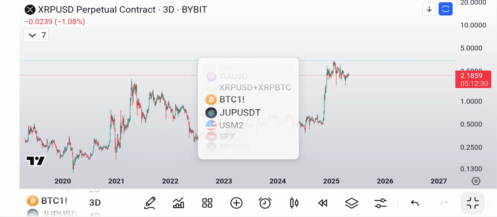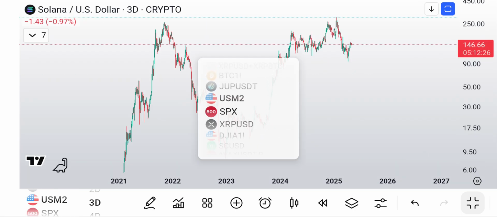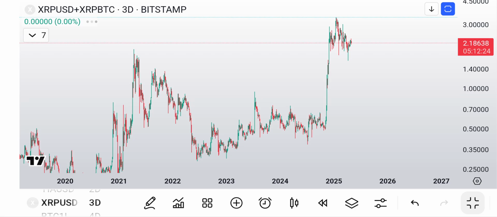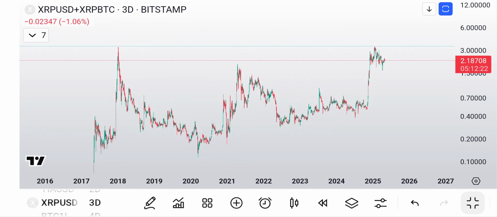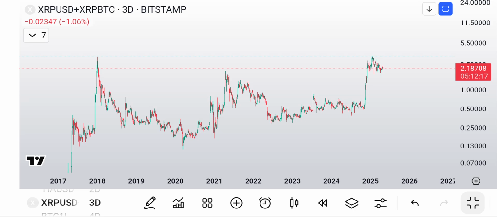So when we look at XRP, right, we can totally see something really interesting happening, right? And those of you who are new to the channel.